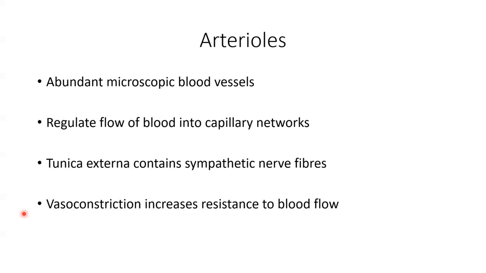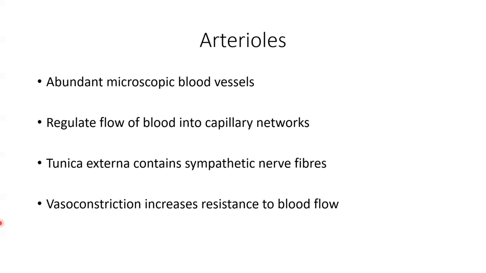Moving further away from our heart, our next type of blood vessel is an arteriole. Arterioles are abundant microscopic vessels that regulate the flow of blood into our capillary networks, which we find within our tissues. We have approximately 400 million arterioles, and they range in size from 15 to 300 micrometers in diameter.